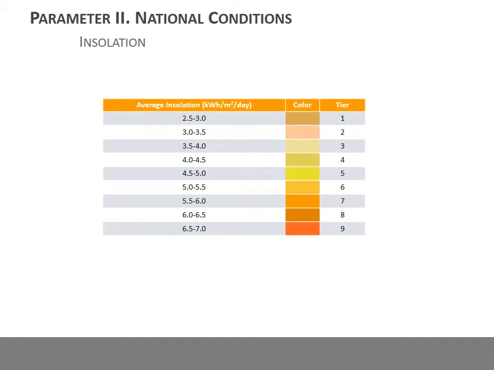The Market Readiness Assessment scores average insolation on a 9-tier scale, with the upper and lower bounds corresponding to the lowest and highest average insolation recorded in inhabited countries. These tiers are then automatically converted to a 5-point scale, which is used as the score for this indicator. This conversion is automatically calculated by the Techscope analysis tool, which is covered in the subsequent webinar module.